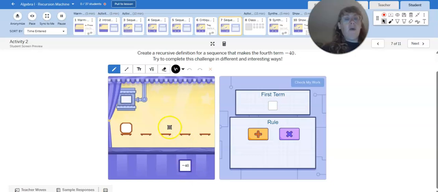So think about what we would have to multiply, divide, add, or subtract each time to end up with our fourth term being negative 40. You can make an equation, you can work backwards, think ahead, trial and error, whatever way to get that negative 40 as your fourth term. So try that out.